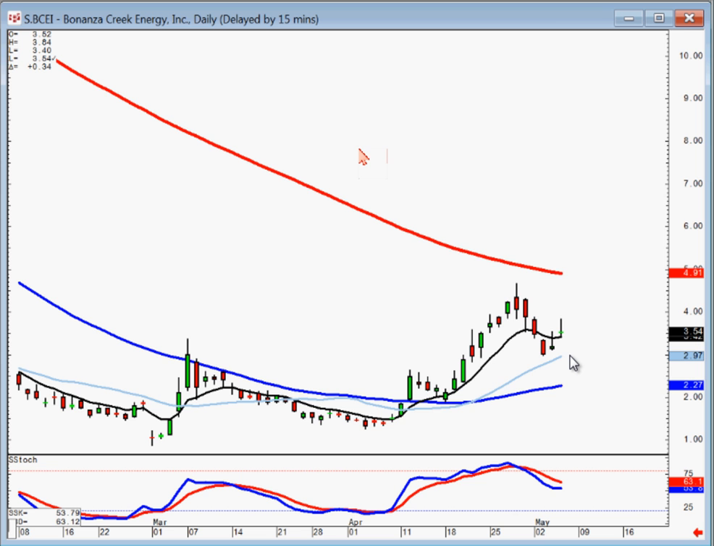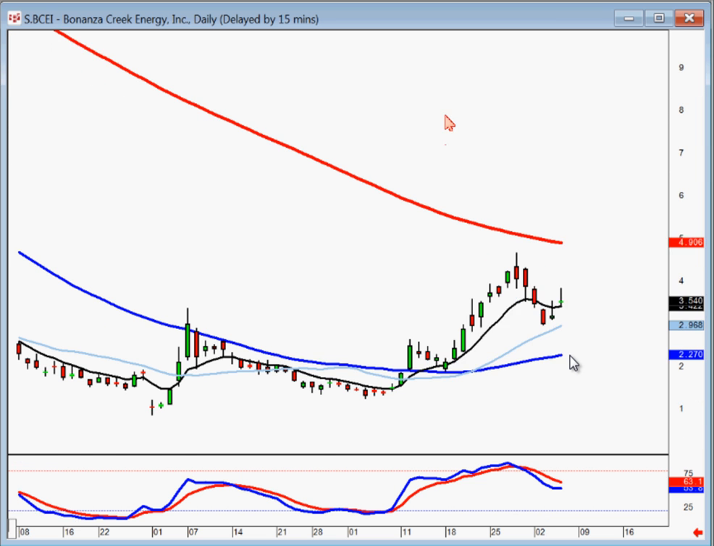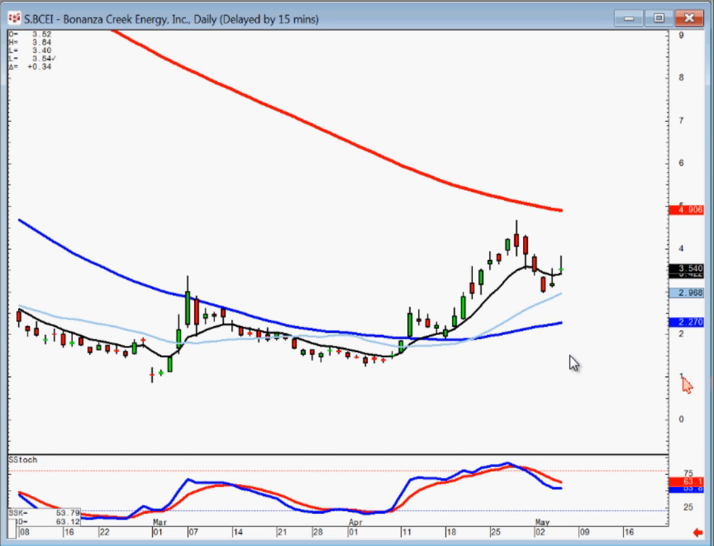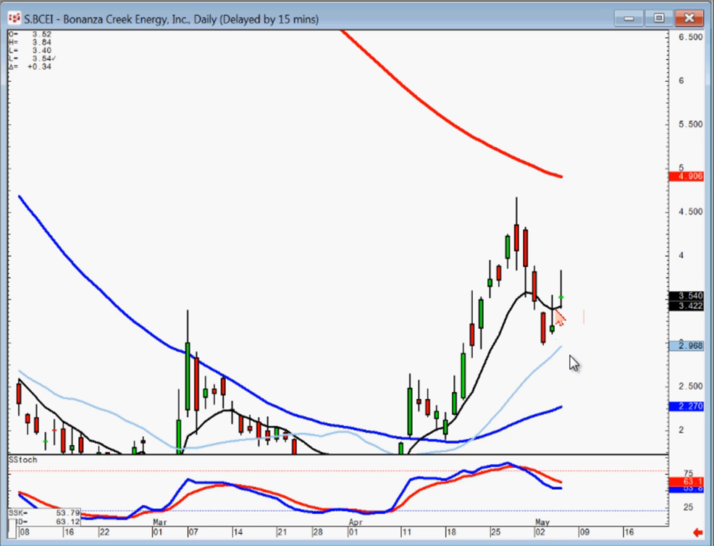BCEI, another one that can be bought on positive trading. You had your inverted hammer harami telling you the selling has stopped. Then they opened positive, confirming that signal. If they open positive, they're going to move in the direction they open after a doji, making your next likely target the 200-day moving average.